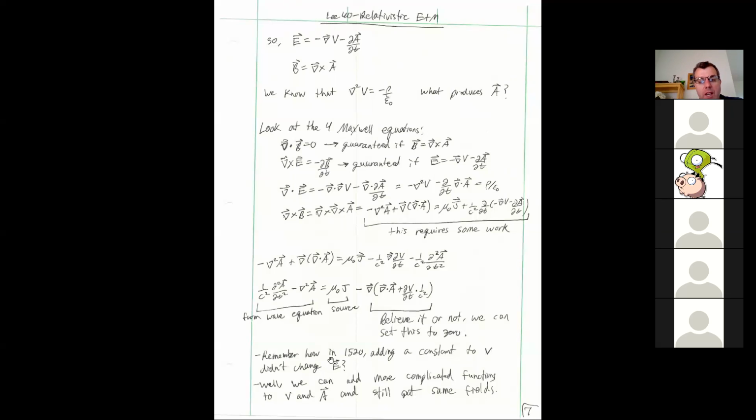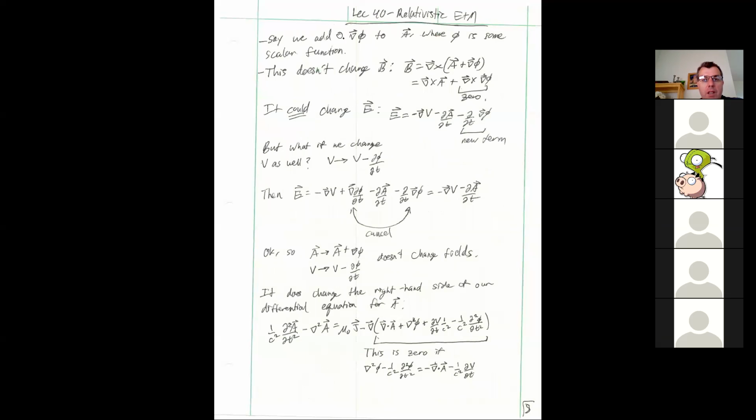Now, we take some pretty complicated vector derivatives when we write down E and B. And it turns out that we can add not just constants, but add functions that change. We can add special types of functions to A and V in such a way that these complicated combinations of derivatives don't change.